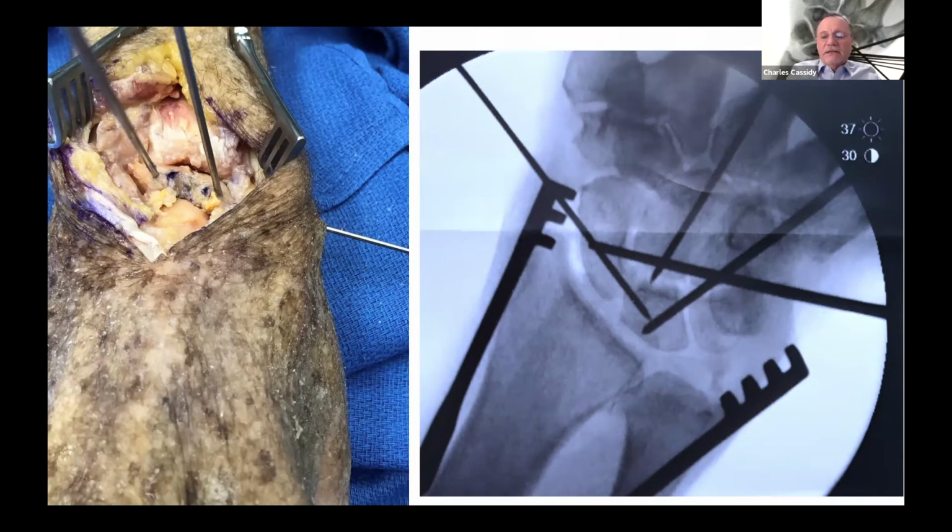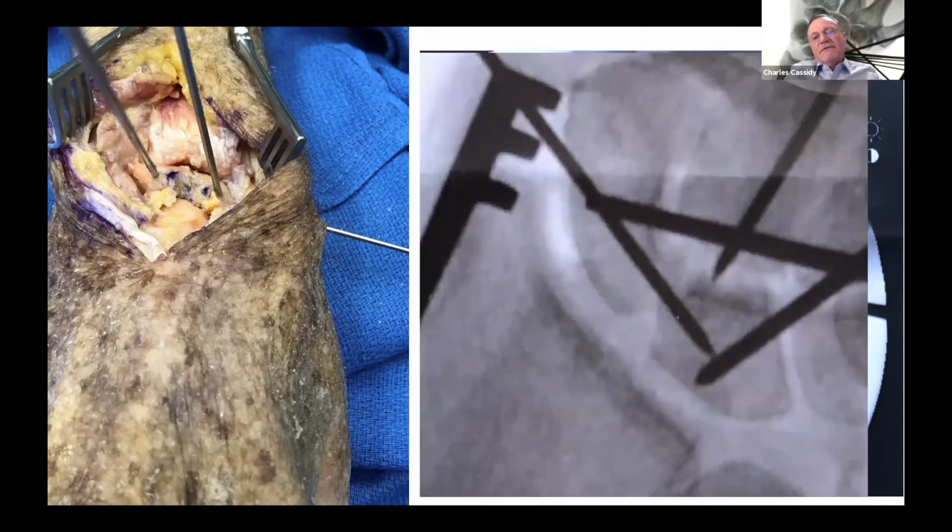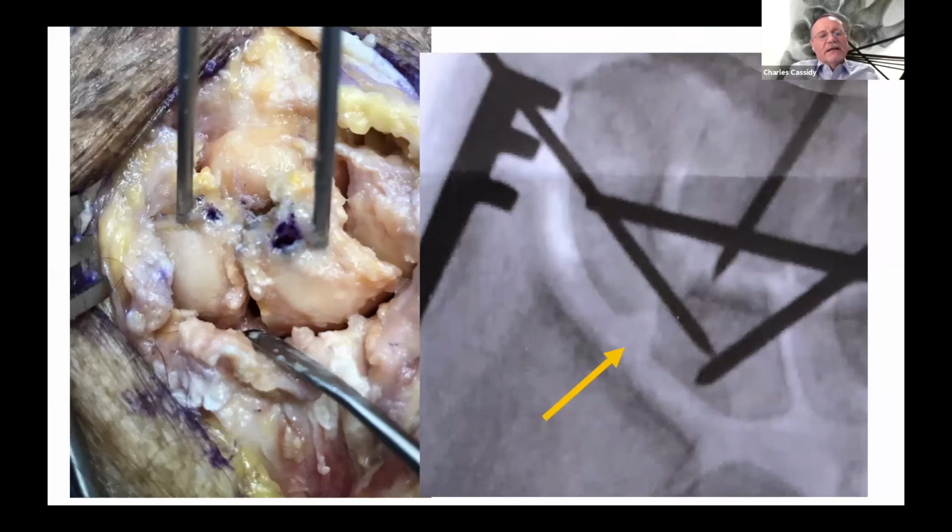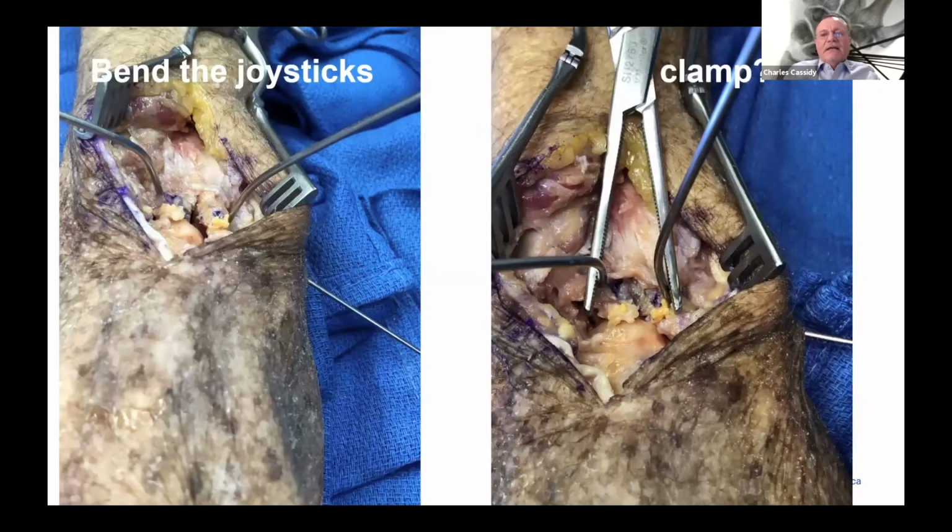Okay, so looking critically here, it looks pretty good in terms of the gap, but to me, if you look here, that doesn't look quite right. That's a little bit of a V. It shouldn't look like that, and this is what it looks like if you look a little more volar. So the proximal row, the bones are rotated with respect to each other. Okay, so it's important to keep that in mind.